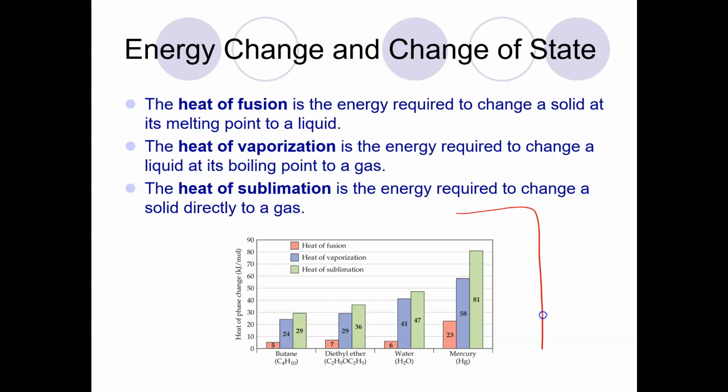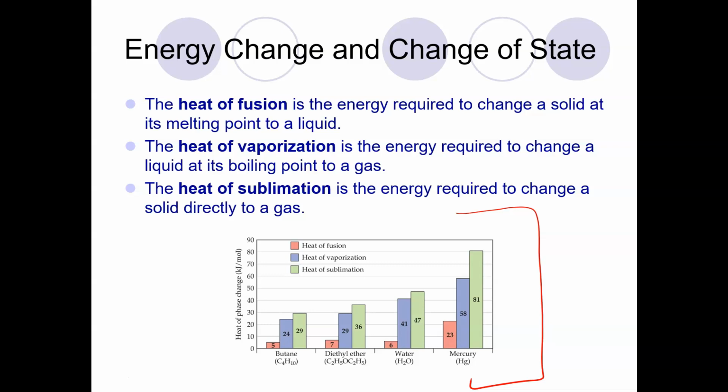So down here at the bottom, it just gives you a little graph showing you just some examples of the numbers of each of these. So the orangey pink ones are the heat of fusion, so that's melting. The blue ones are the heat of vaporization, which is boiling. And the green ones are the heat of sublimation, which is subliming, so going from solid directly to gas. So there's obviously a big difference there between fusion and vaporization. And then there's, for a lot of them, a dramatic difference between vaporization and sublimation.